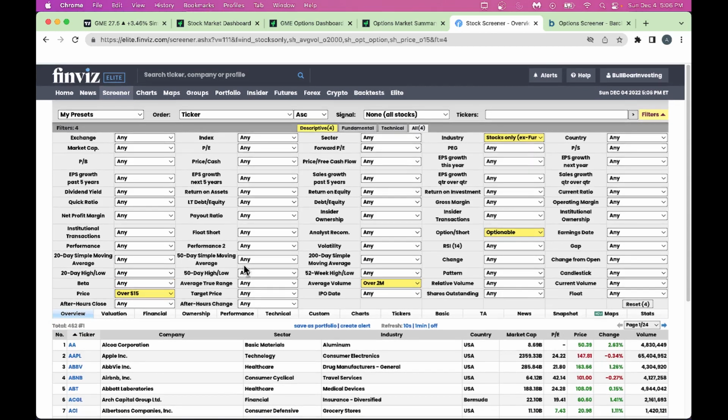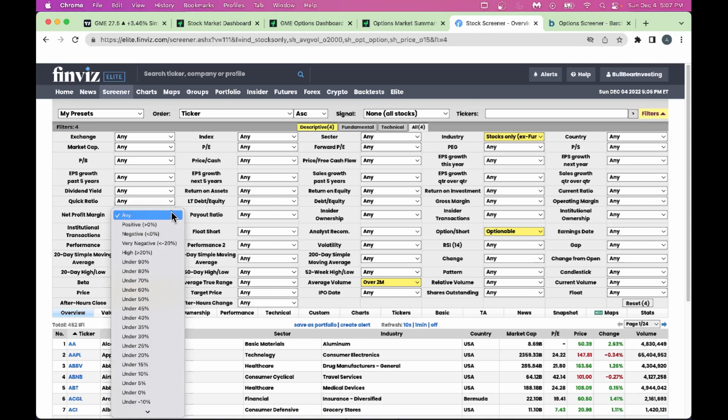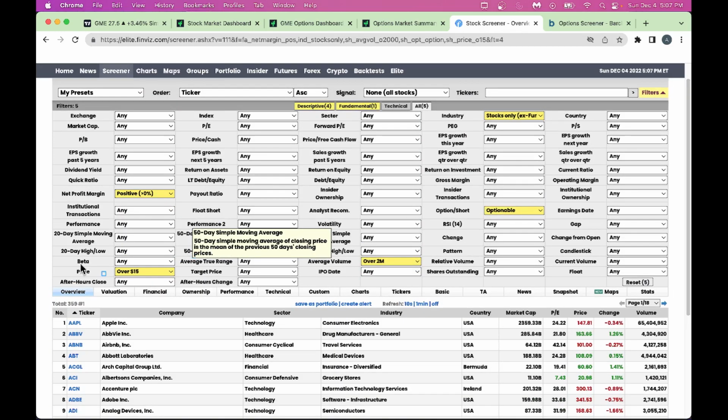So what we can do now is look at a few more things. Many folks want to trade positive net margin companies, so that way we don't get into negative net margin companies that might run out of business. So we can choose net margin here, say positive net margin. The moment we do this, we drop down to 359 stocks, which is still too high for anybody to look at.